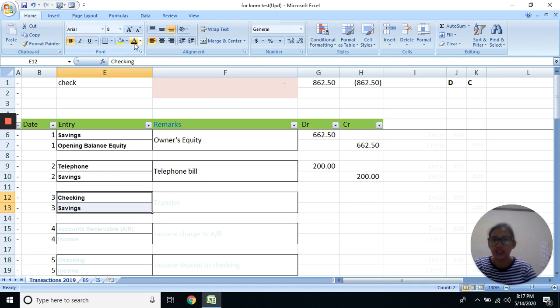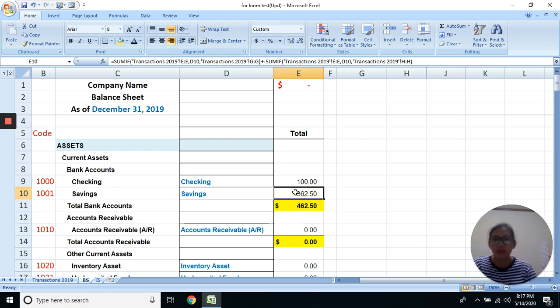Next transaction, we transfer the amount of 100 US dollars from our savings account to our checking account. So the savings account decreases by 100 and the checking account increases by 100 US dollars.